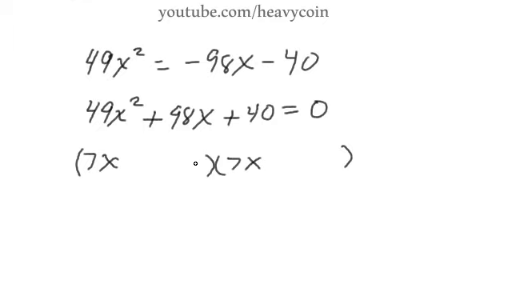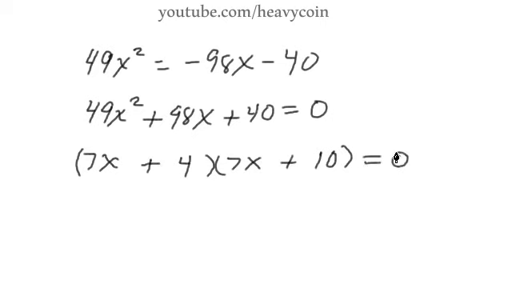Now the question is what needs to go here. I'm going to try a 4 and a 10. So this has to be positive. 7 times 10 is 70, and 4 times 7 is 28, and 70 plus 28 is 98. Okay, so this is going to be a plus and a plus.